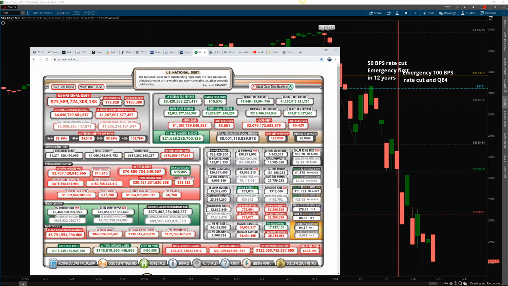This website is called usdebtclock.org. These are all facts. These are all statistics. This is the United States national debt at $23.5 trillion. These numbers on here are incomprehensible, but if you ever wanted to know what these numbers mean for every one of the U.S. citizens, the debt per citizen, all of that number is here, and it's pretty amazing. It's pretty amazing to take a look at this and to fully wrap your head around what's going on.